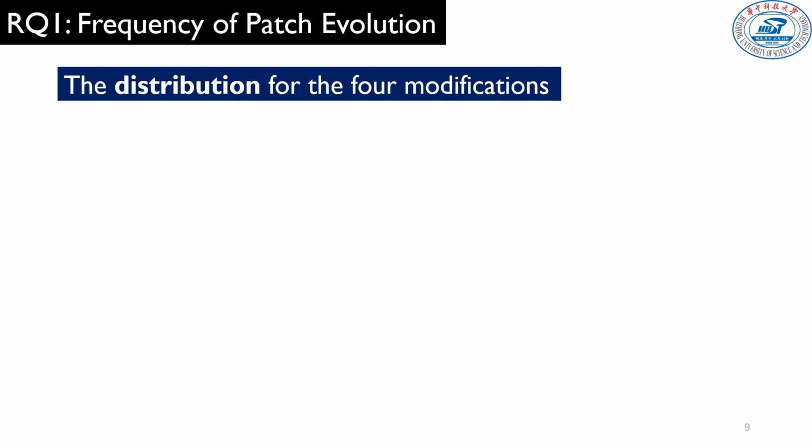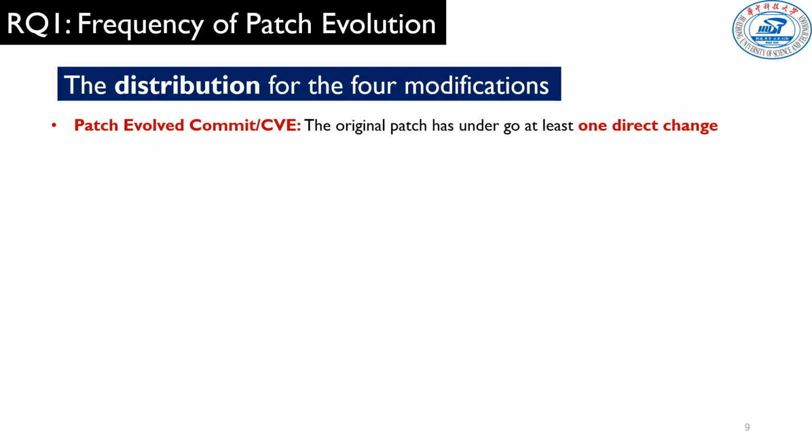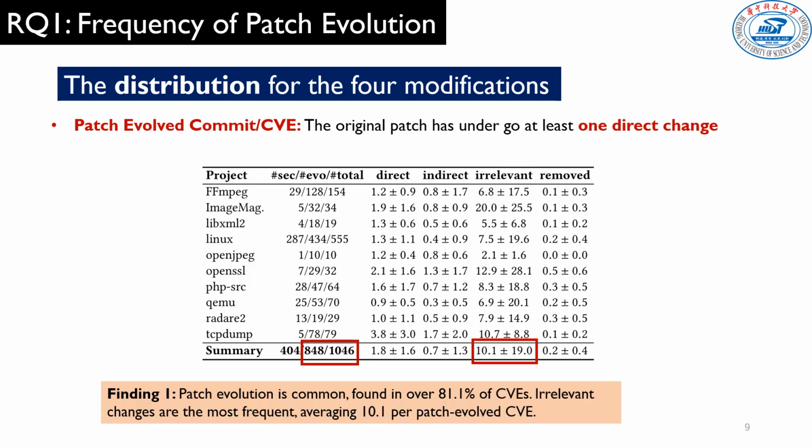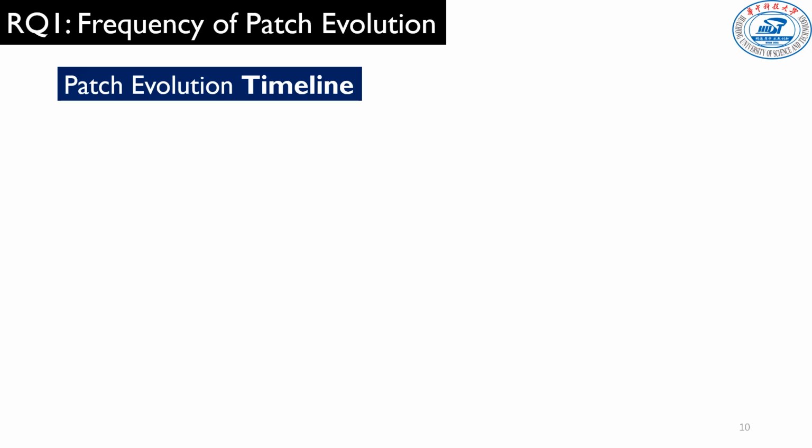Patch evolution occurs when a CVE patch undergoes at least one direct change. In our dataset of 1,046 CVEs, 848 patches evolved. This indicates that patch evolution is prevalent, occurring in over 81.1% of cases. We analyzed modification types, finding that each CVE patch averages 1.8 direct changes, with irrelevant changes being most common at 10.1 per evolved CVE. Next, we analyzed the timeline for patch evolution to understand patch life cycles and management.